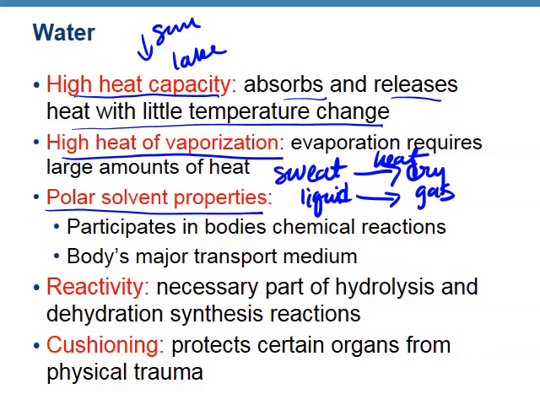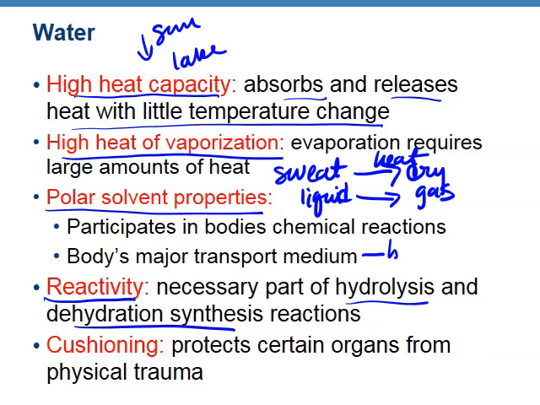Because the majority of cells contain water, water is one of the solvents that is used in the body for chemical reactions. So anytime we want to break things down, put things together, that also falls under reactivity. We haven't talked about hydrolysis and dehydration synthesis yet, but we will. So the fact that water can participate in chemical reactions and is vital for some chemical reactions to occur.